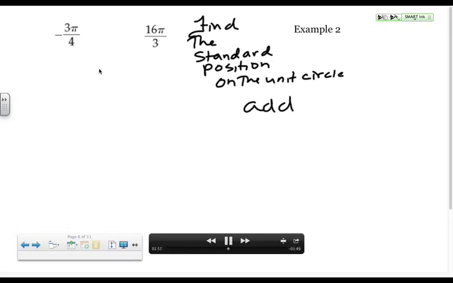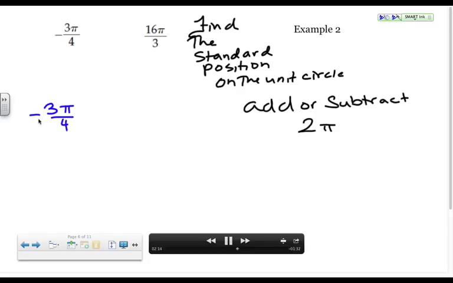We're either going to add or subtract 2 pi, and we'll do that multiple times, until we get to one that's a standard position on the unit circle. And by now you should know what those are. You should be familiar enough to recognize a standard position.